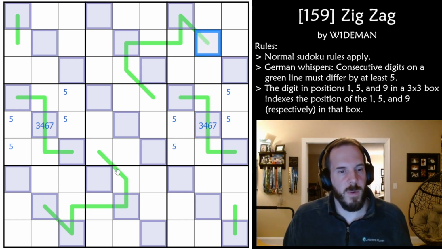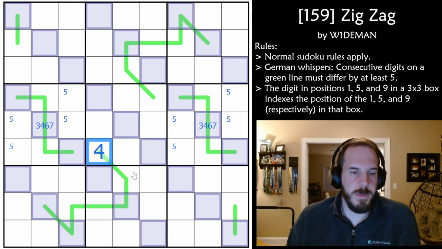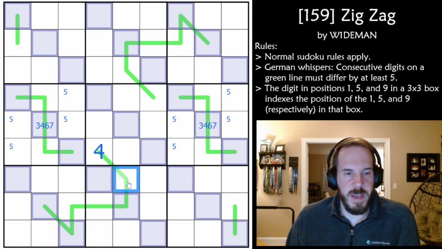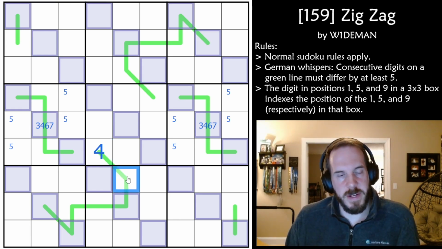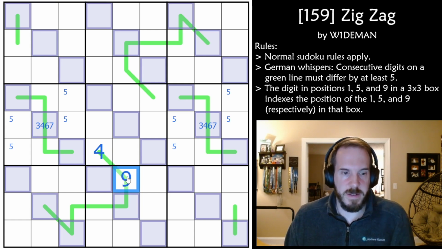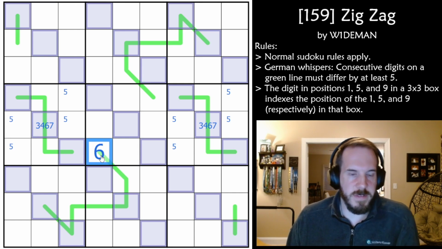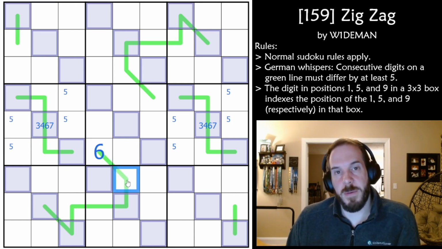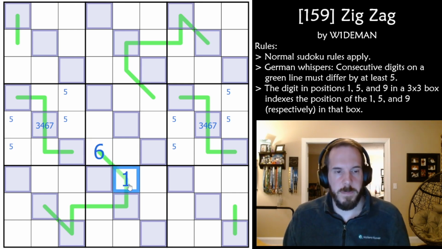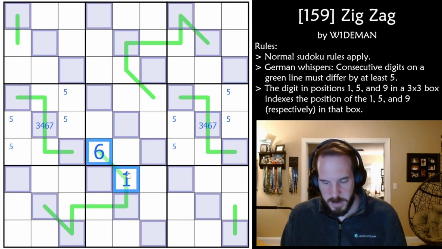So if I were to put a 4, let's say, on this German whisper line, I need a digit that's 5 away. I can't go down because I'd go to -1, so I'd have to go up to 9. So 9 is the only digit that can go next to a 4. And in a similar way, the 6, I can't go up, I'd go up to 11, so I need to go down to 1. So 6 can only ever go next to 1.